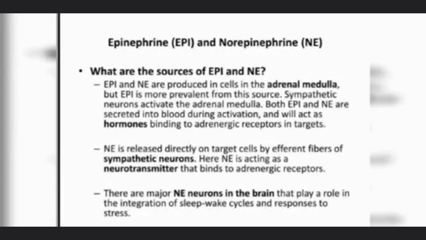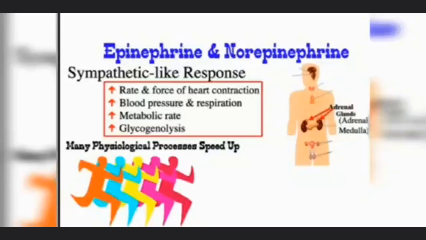Alpha receptors may be alpha 1 and alpha 2 types. Beta receptors are classified into beta 1, beta 2 and beta 3 types. Norepinephrine has a more pronounced effect on alpha receptors, while epinephrine has a predominant effect on beta receptors. Both alpha and beta receptors are serpentine receptors coupled with G protein. Here are some physiological actions of epinephrine and norepinephrine.